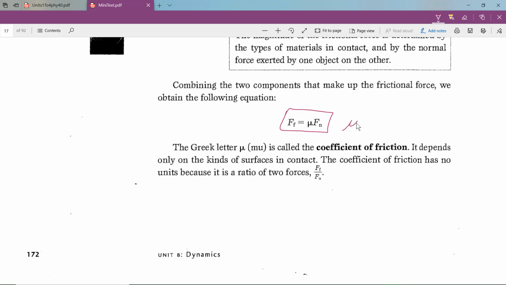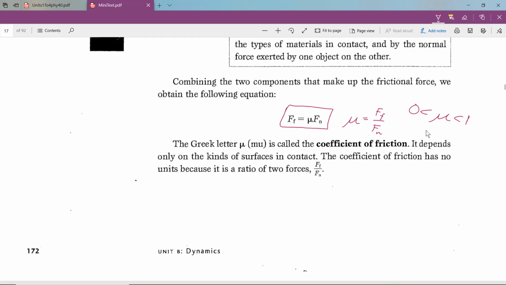So my coefficient of friction, if things are moving, it's kinetic. If not, it's static. I'm just going to say coefficient of friction is the force of friction over the normal force. And there's no units for the coefficient of friction because friction is in newtons, normal force is in newtons, so the units cancel out. The coefficient of friction is greater than 0 and less than 1. And the closer it is to 0, the more slippery is the surface.